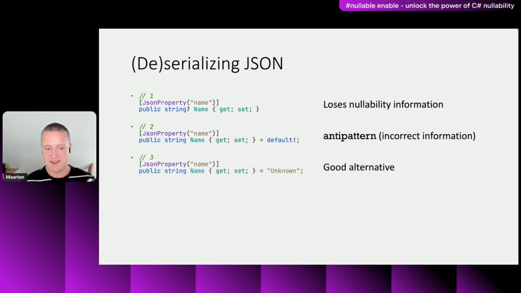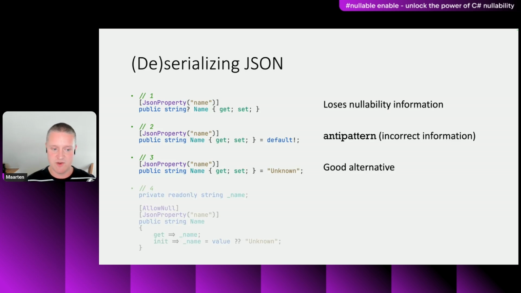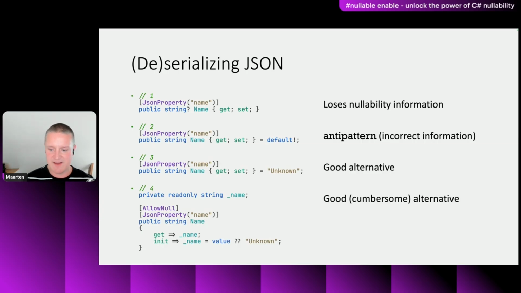Another option is adding a default where you say, okay, the name is unknown. That's a good alternative, up to you. You can also go all in with annotations and say, okay, I want to allow setting null and then have that default value and so on. I would say if this is something you like building, go for it, but it's also cumbersome and it's not really adding a lot of value.